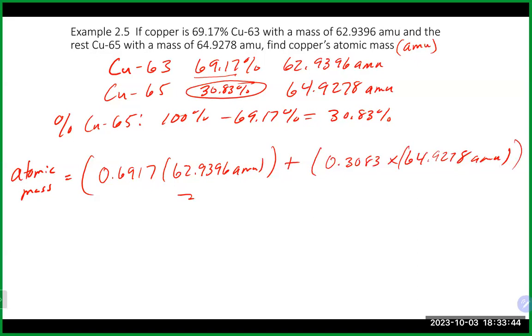We got 0.6917 times 62.9396 plus 0.3083 times 64.9278. Going to give us something like 63.55 AMU, which I think is fairly close to what you see there for copper on the periodic table. Any questions on that calculation there? So again, this is basically the similar calculation as to how we get all those numbers there on the periodic table. Any questions?